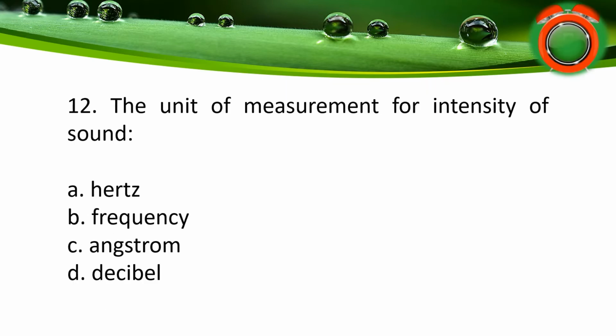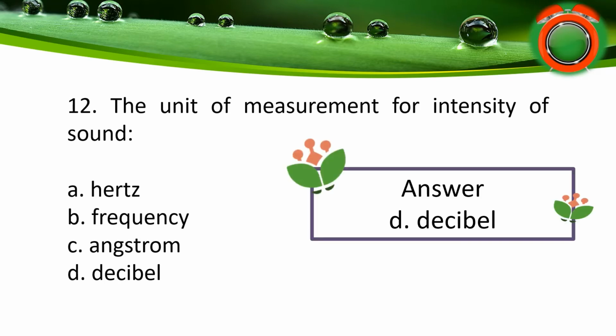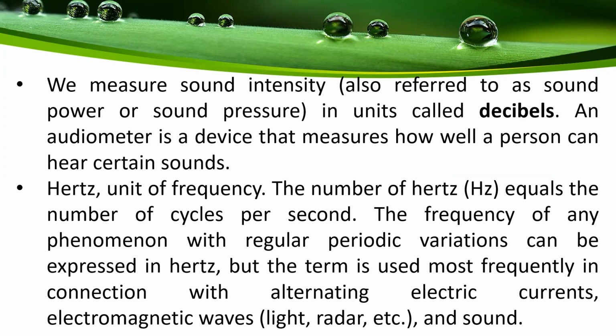Number 12 question. The unit of measurement for intensity of sound. A. Hertz. B. Frequency. C. Angstrom. D. Decibel. The correct answer is D. Decibel. We measure sound intensity, also referred to as sound power or sound pressure, in units called decibels.